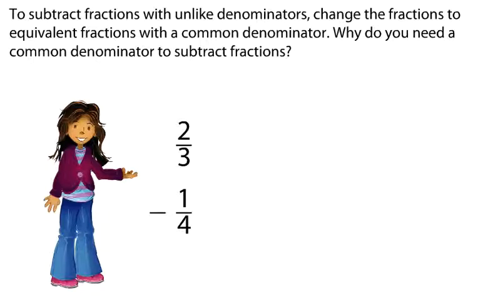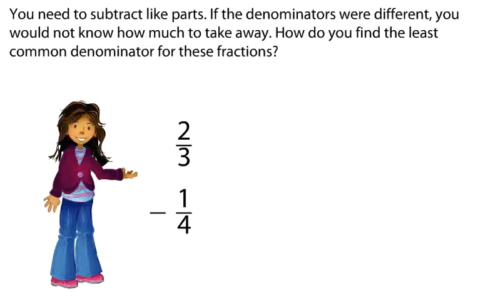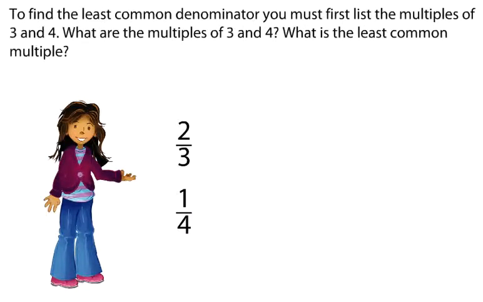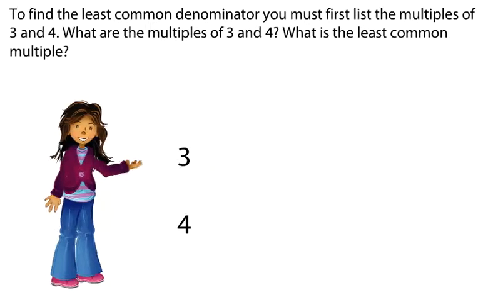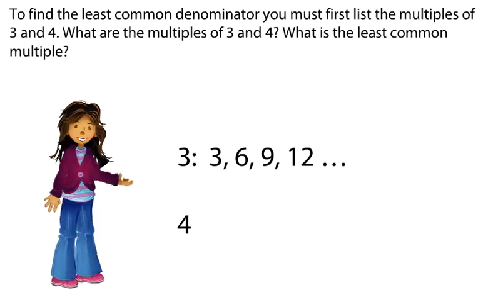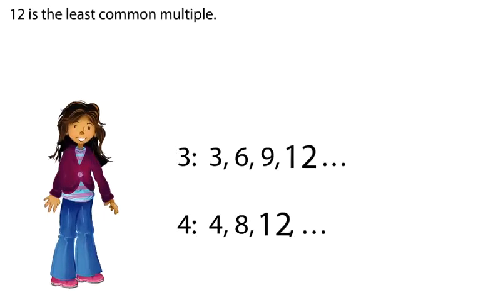Why do you need a common denominator to subtract fractions? You need to subtract like parts. If the denominators were different, you would not know how much to take away. How do you find the least common denominator for these fractions? To find the least common denominator, you must first list the multiples of 3 and 4. What are the multiples of 3 and 4? 12 is the least common multiple.